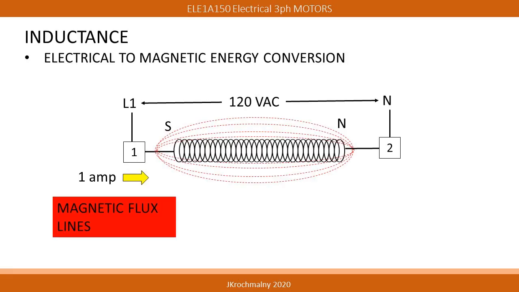Emil Lenz, back in the early 1800s, discovered that when current passes through a conductor, magnetic lines of flux are generated and surround the conductor. As with any magnet, there are north poles and south poles associated with these flux lines. The greater the amount of flux lines, the more powerful force of either attraction or repulsion results.